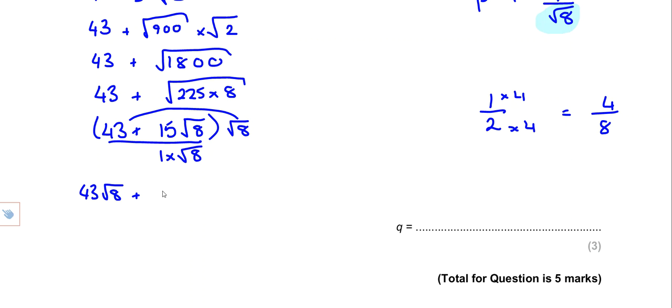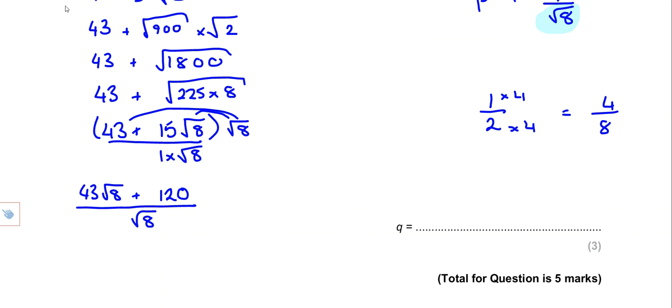15 times 8. No, that's not it. You've got calculators. I'm not asking you. 120. So I was right. All over root 8. Wait, where's the root 8 gone? I've just multiplied out the brackets. But where's root 8 gone next to 15?